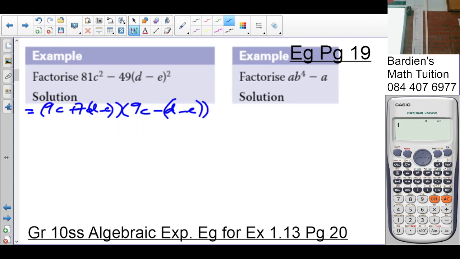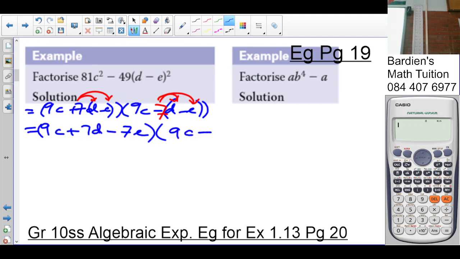So remember in this factorization, we never have a bracket in the bracket, so we get rid of the bracket there. I made a mistake, I should have written 7. So that is going to give you 9c plus 7d minus 7. Then we have 9c minus 7d plus 7. Okay, let's look at example 8.